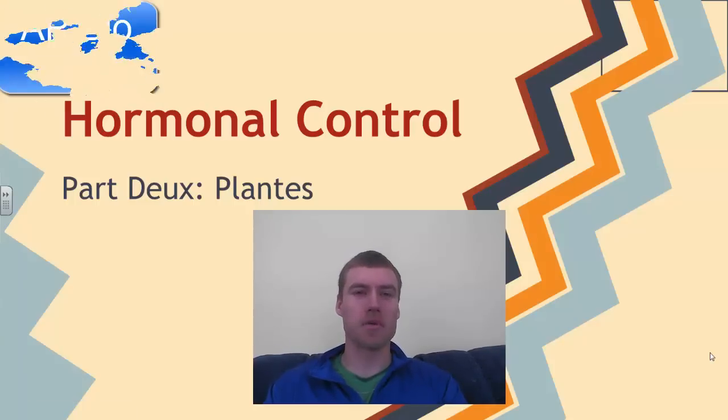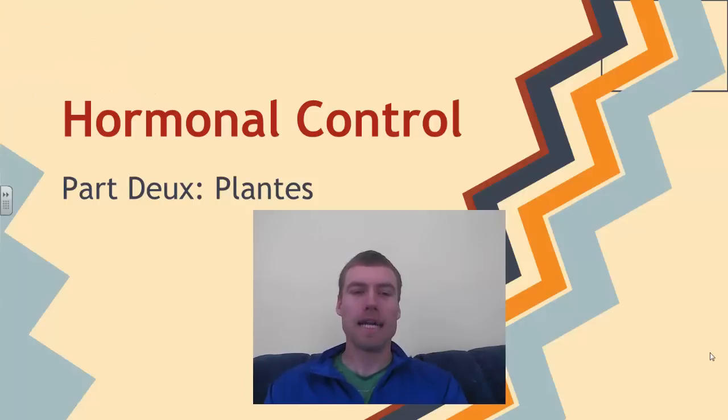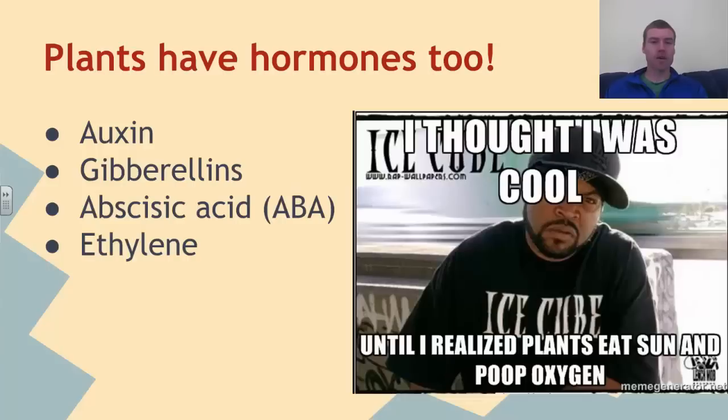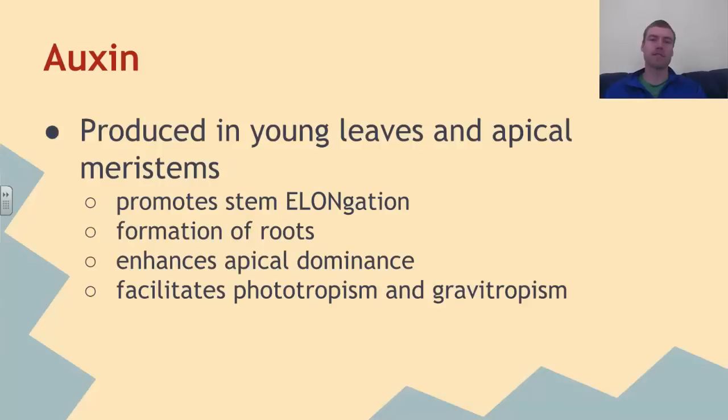We're going to be continuing talking about hormonal control and getting into plant hormones. There are four different main classes of hormones that we're going to talk about for plants: auxins, gibberellins, abscisic acid, and ethylene. There are others, but these are just the four that we're going to get into.